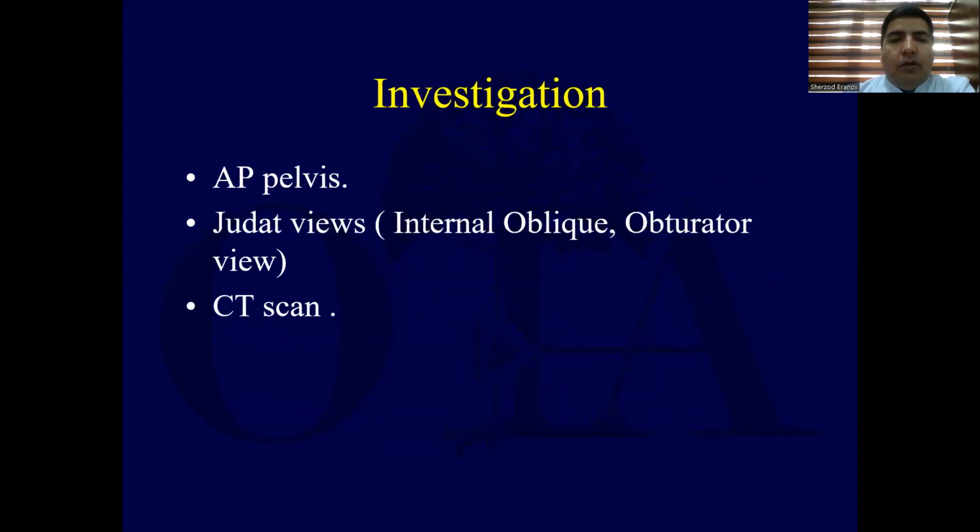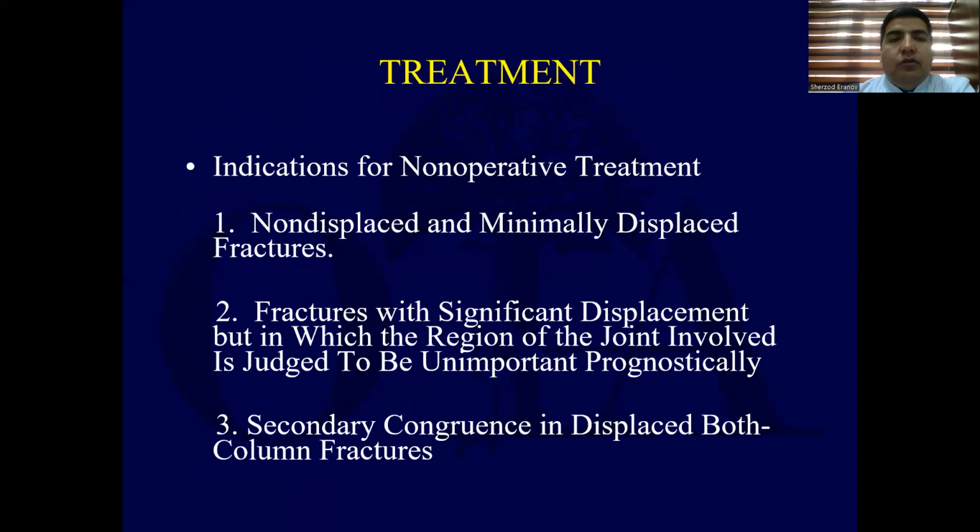Investigation: AP pelvis, Judet views, internal oblique, obturator views, CT scan. Treatment, indications for non-operative treatment. First of all, non-displaced and minimally displaced fractures. The second one, fractures with significant displacement, but in which the region of the joint involved is judged to be unimportant prognostically. Third one, secondary congruence in displaced both column fractures.